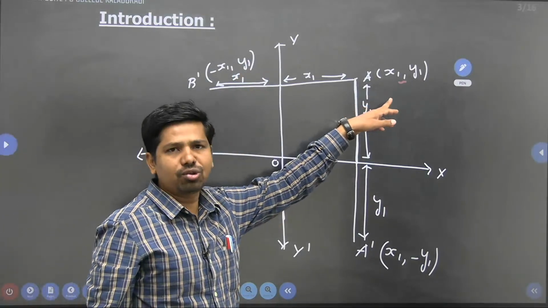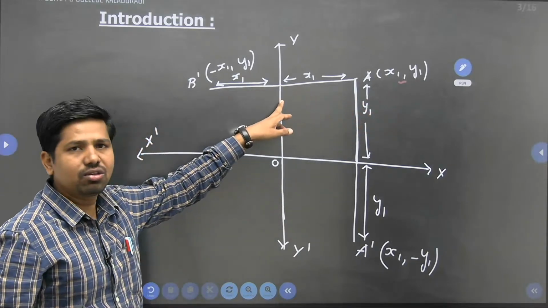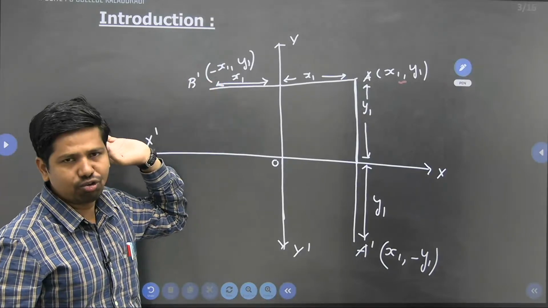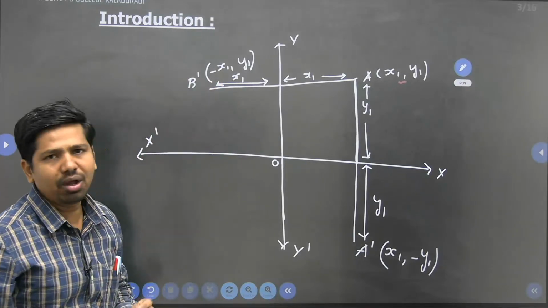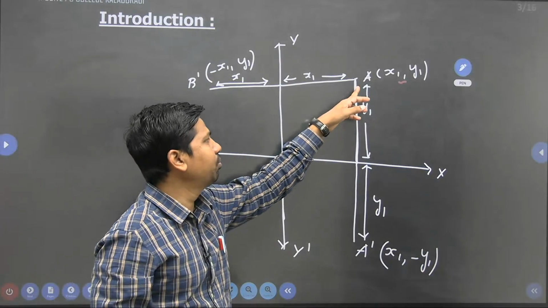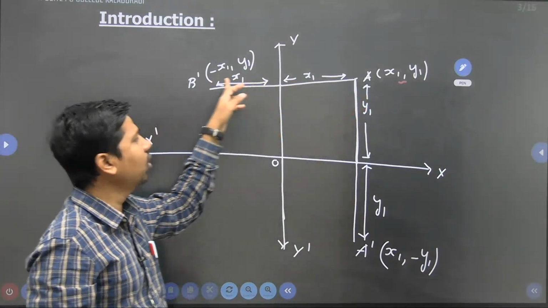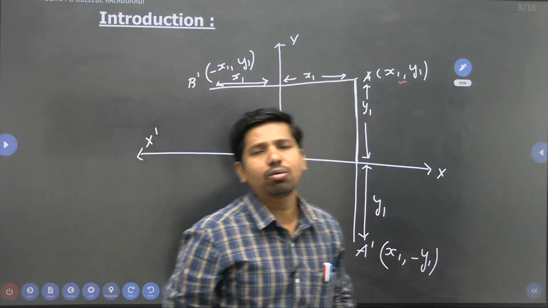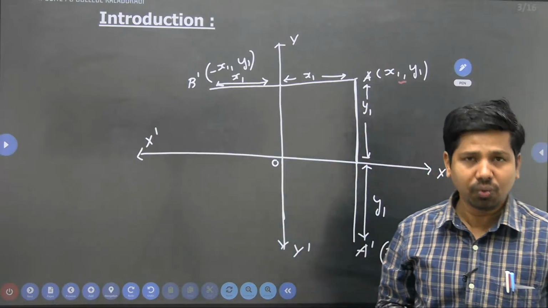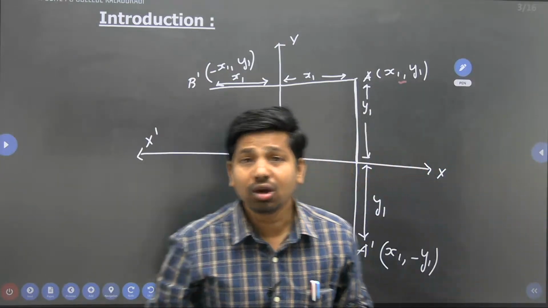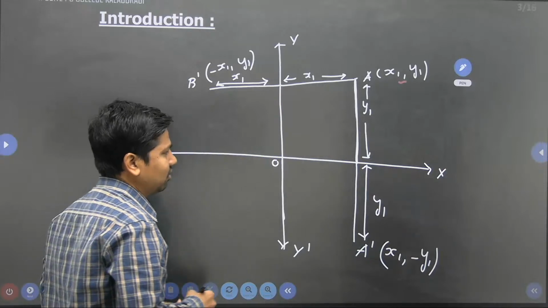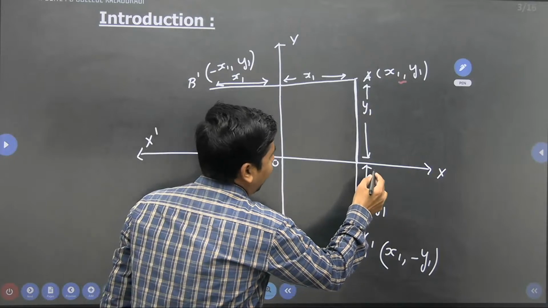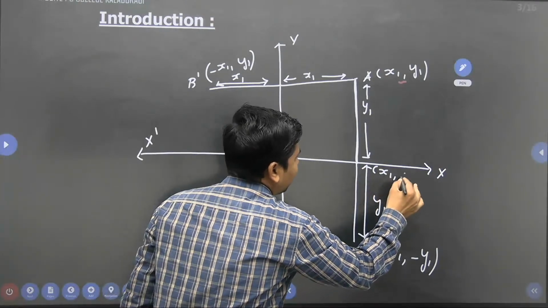So this point is in the first quadrant. Its image about the y-axis will be in the second quadrant. In the second quadrant, x is negative and y is positive, that is minus x1 comma y1. These are the images of this particular point about the x-axis and about the y-axis. So this is the next concept, that is, what is the image of a point with respect to the x-axis and y-axis. If I am taking a point on the x-axis, for example let us take this point only, what is this point here? X1 comma 0.